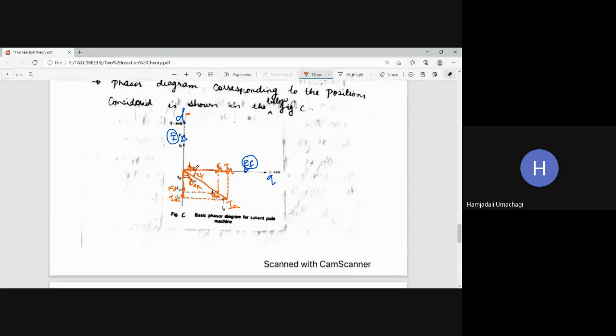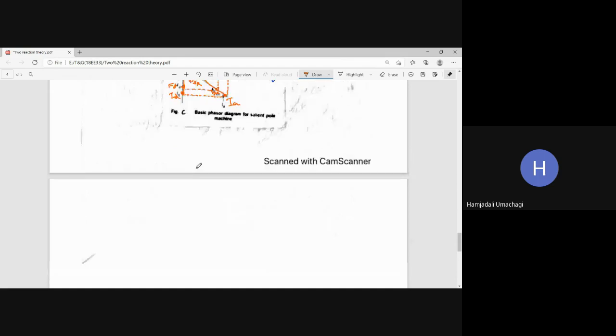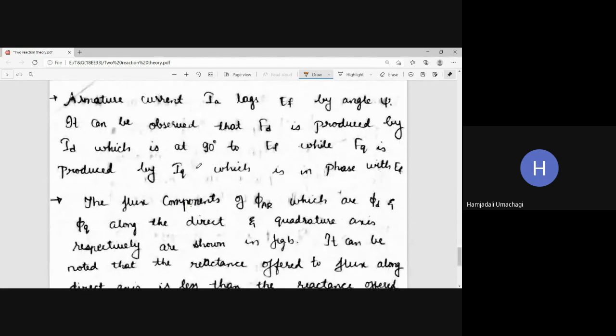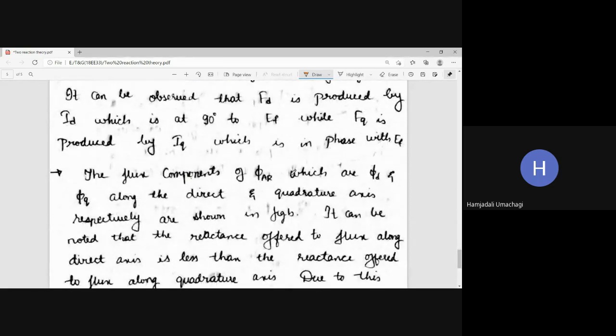Whereas the quadrature axis has the highest opposition, that is, the highest reluctance. So it will be away from the quadrature axis. So ψ_R will be close to ψ_d and away from ψ_q, that is, the quadrature axis. The flux components of ψ_R, which are ψ_d and ψ_q along the direct and quadrature axis, are respectively shown in figure b, the same diagram whatever I have told now.